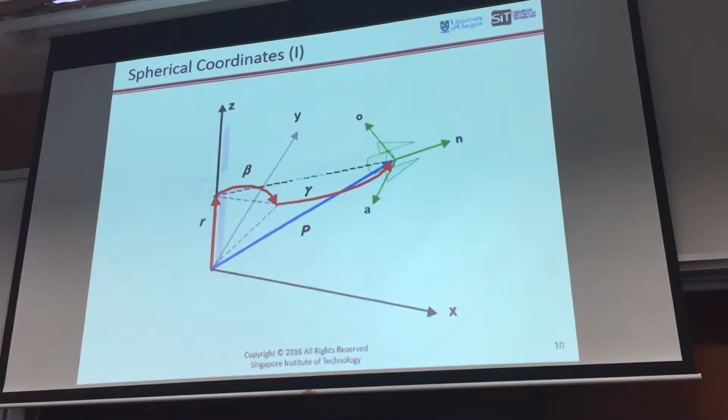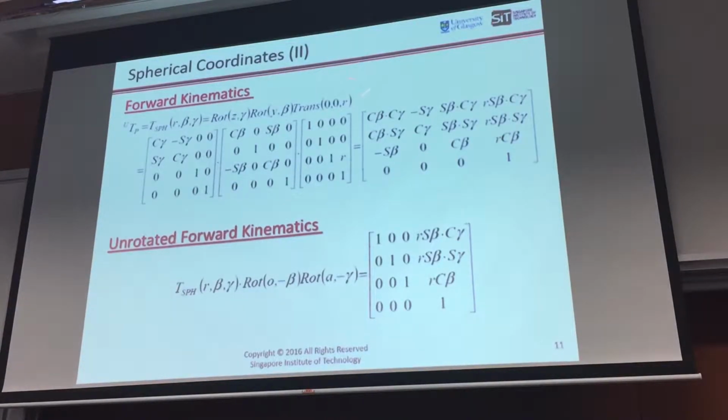Okay. The third one, which is a bit trickier, is spherical coordinates. This is a bit different because you have one length term, which is r, and two angle terms, which are your beta and gamma. Essentially, you still want to go to a particular position. Same thing: you do a translation along your z-axis, followed by rotation about your y-axis by angle beta, followed by rotation about the z-axis by gamma. Okay, and this is what you get.